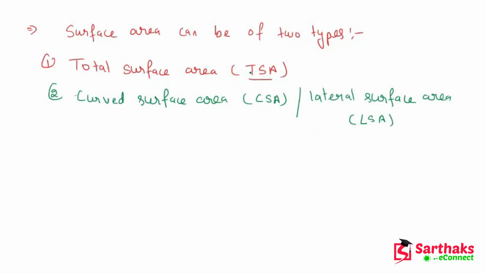So TSA is total surface area, CSA is curved surface area, and LSA is lateral surface area. CSA and LSA are the same thing. Now, total surface area refers to the area including the base and the curved part. It is the total of the area covered by the surface of the object. If the shape has a curved surface and base, then the total area will be the sum of the two areas.